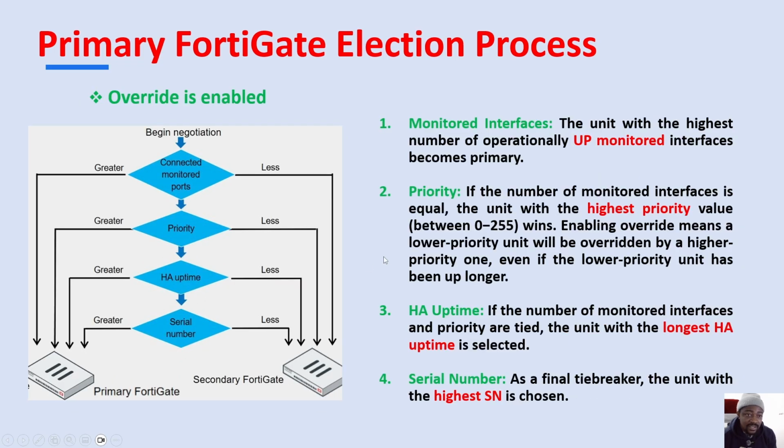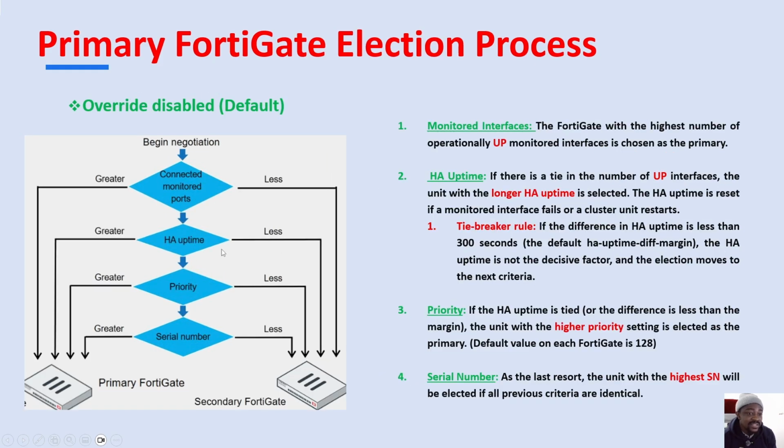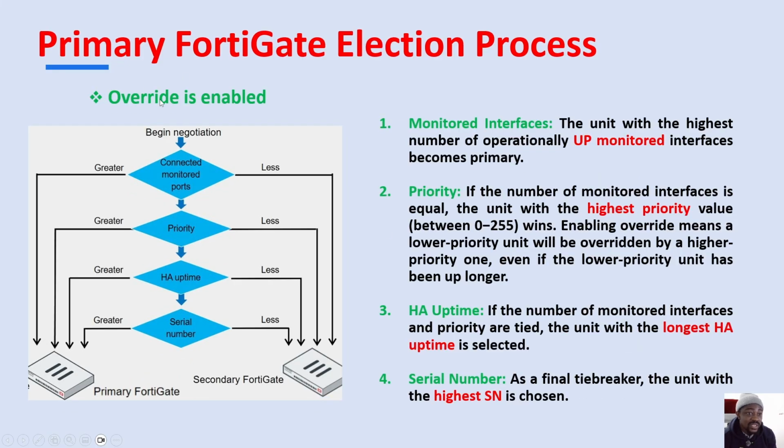So we also have the other option where you have override enabled. As we said, override is a configuration that you can set on your FortiGate device on the command line. So you go on your FortiGate device on the command line, then you enable override. When you enable override, it will let the cluster HA election process prioritize priority over HA uptime. So remember in the previous slide, the default when override is disabled, HA uptime comes before priority. But if you decide to enable override, in this case, priority will come before HA uptime.